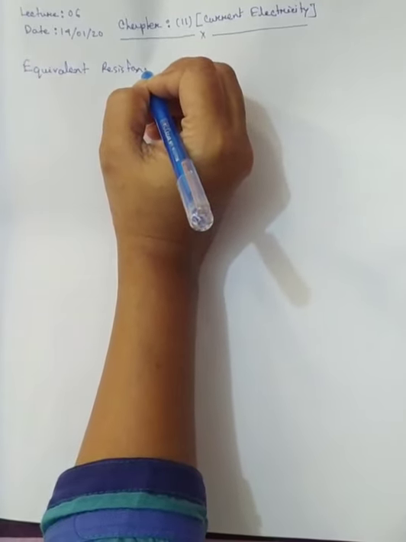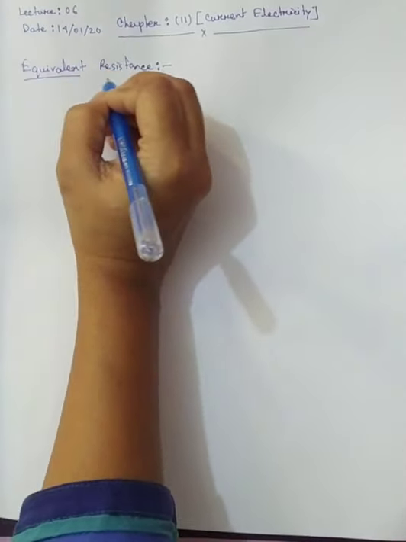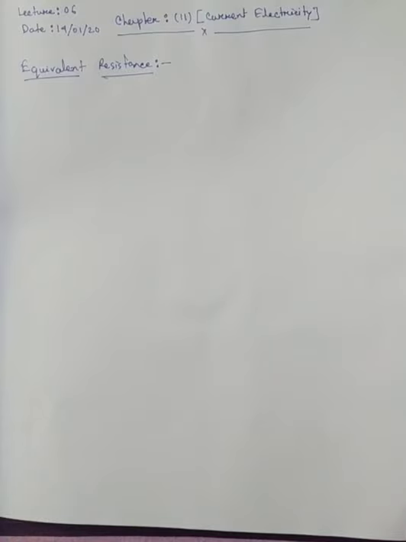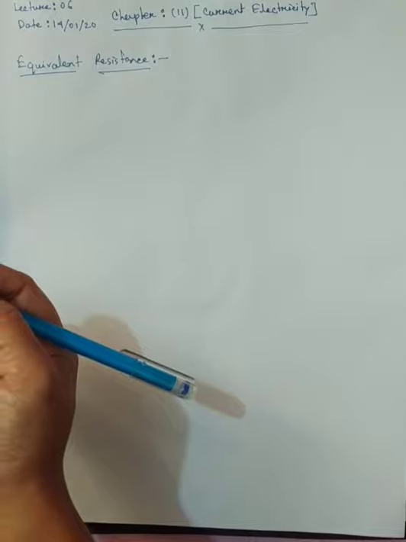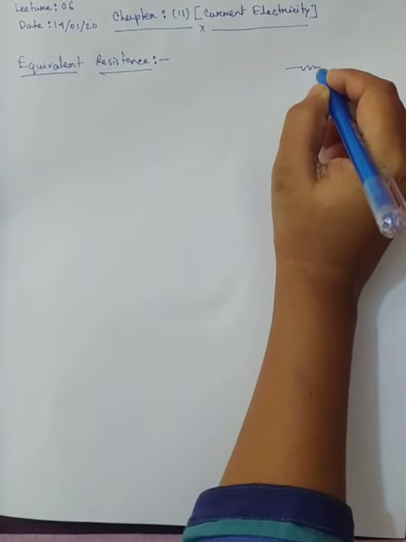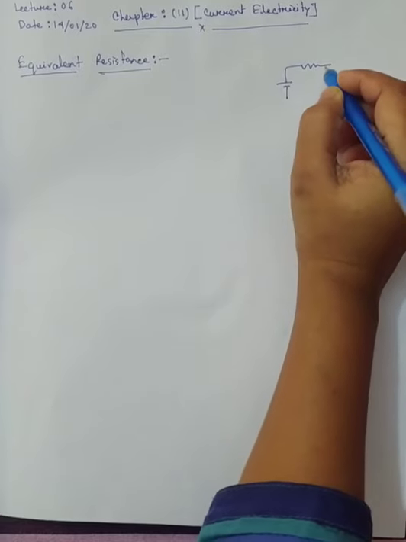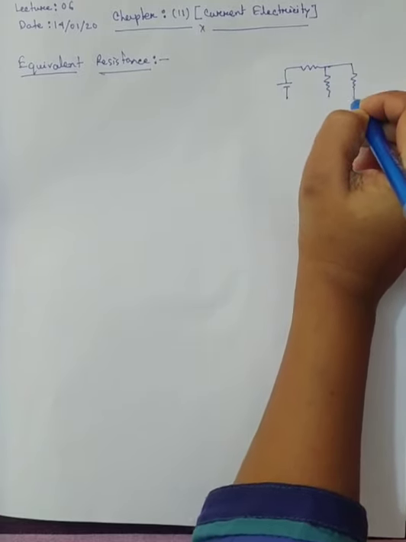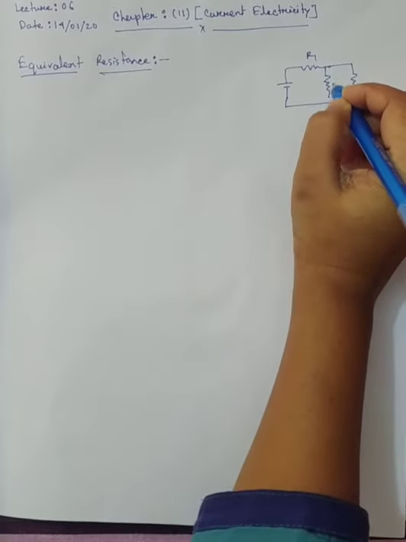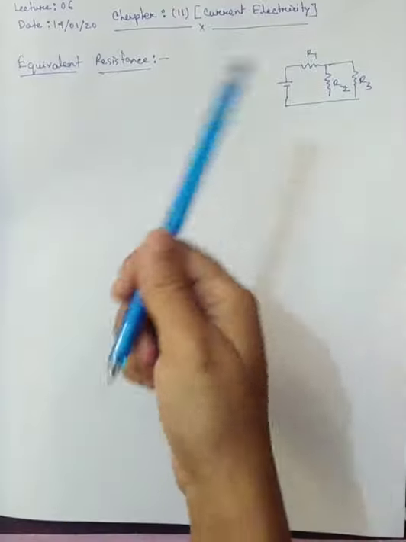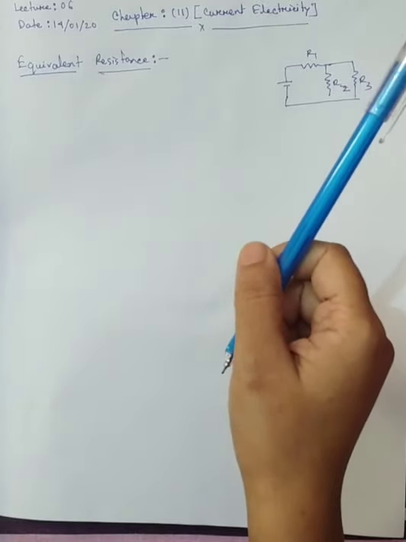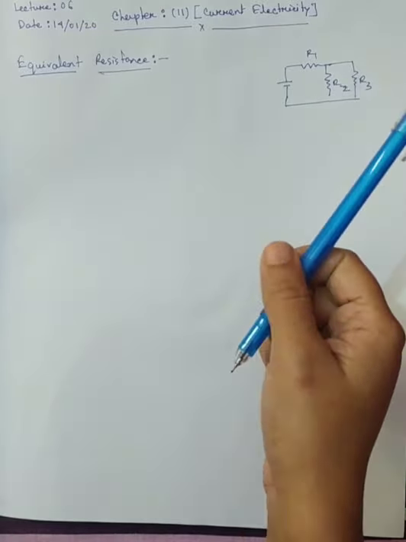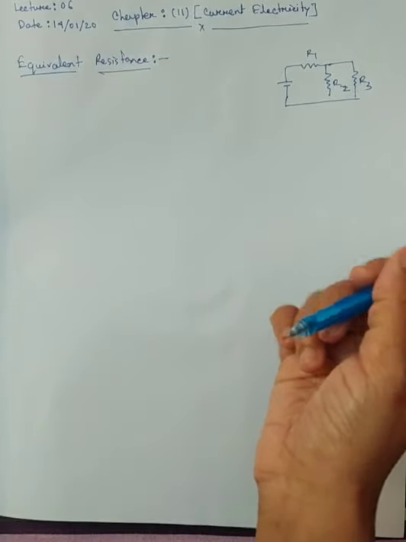So what is called equivalent resistance? If in a circuit we use more than one resistor, that means 2 or 3 resistors, for example in this simple circuit, here I'm using 3 resistors, R1, R2, R3. Instead of using more resistors, if we can replace these resistors by one resistor that will provide the same amount of current and voltage difference, that is called an equivalent resistor.